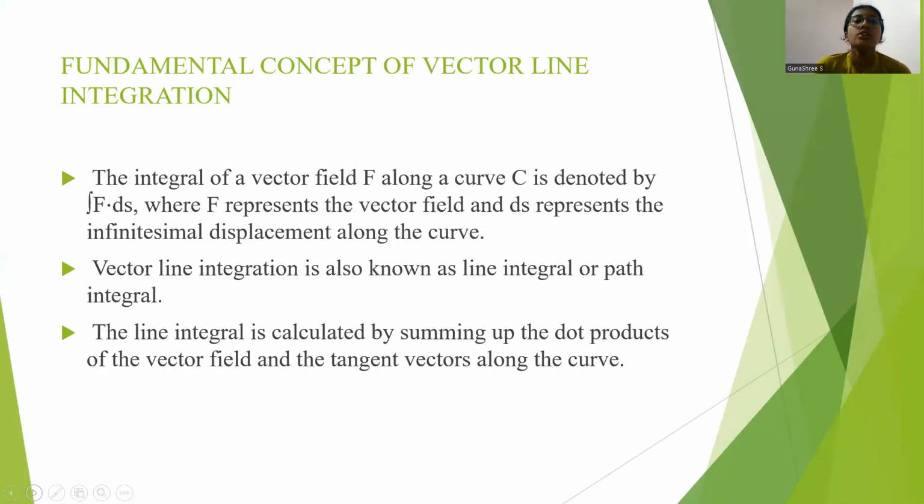So what is the fundamental concept behind vector line integration? The notation is integral of F dot ds. For a vector field F moving along a curve C, it is denoted as integral of F dot ds, where F is the vector field and ds represents the infinitesimal displacement along the curve. This is also known as a line integral or path integral. It is calculated by summing up the dot products of the vector field and a tangent vector along the curve.